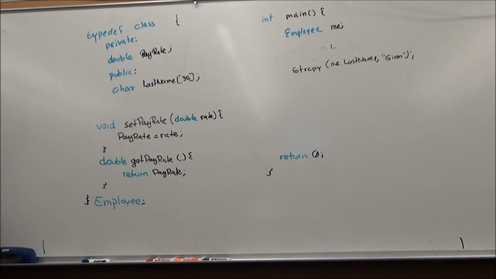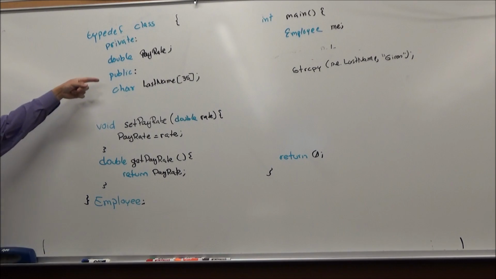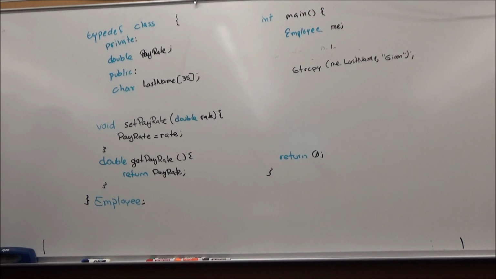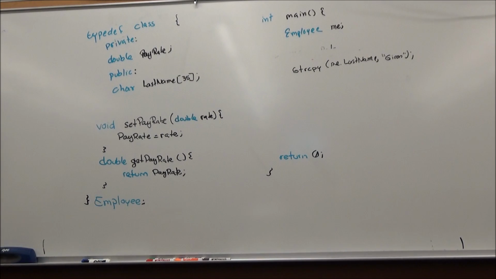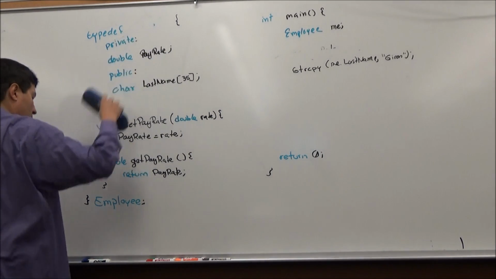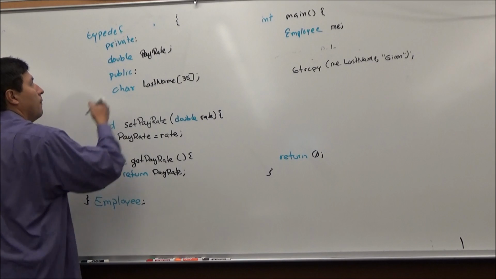So now I have a class that has this variable being private. That means it's not accessible. But anything after the word public below is accessible, and the main methods inside this class, inside this structure. You can use struct too. Doesn't matter. It works the same way.